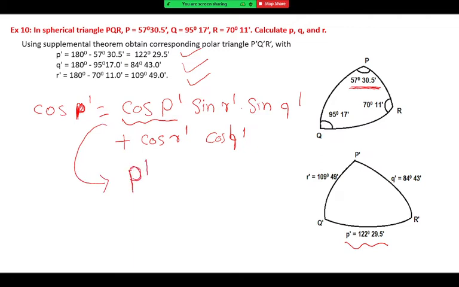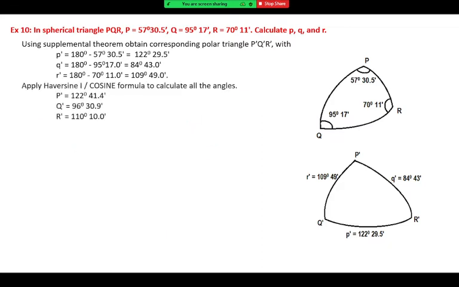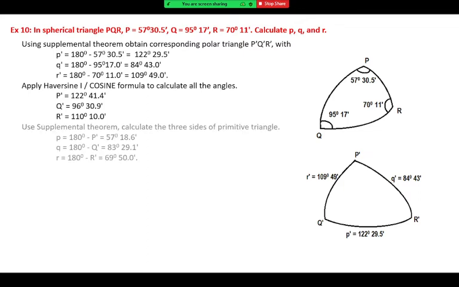Once we get capital P dash, what should be done? Suppose this capital P dash is alpha, then we again have the supplemental theorem to get the value of small p. By the supplemental theorem, you get 180 minus alpha as the answer. Let me show you the answer there. I have given it directly, as there are too many things you have to do. Already we discussed one of the things, just the calculation of P dash. Similarly, you can proceed for the others also.